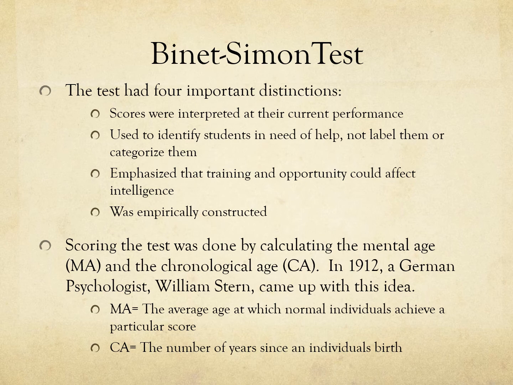Scoring the test was done by calculating the mental age, which you'll see MA a lot in the notes, and the chronological age, CA. In 1912, a German psychologist, William Stern, actually came up with this idea. So Binet and Simon came up with the test, but it was William Stern who came up with this whole IQ and how to figure it out. MA is the average age at which the normal individual achieves a particular score. So, what's the average 10-year-old score? I was recently looking at some of my test scores from junior high, and it would say, oh, you're at this level. This is the average score for a 9th grader in the 6th month. So that's the mental age. And the chronological age is the number of years since you've been born.